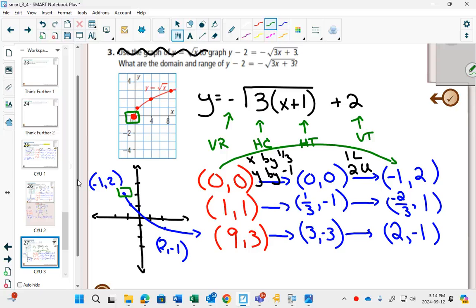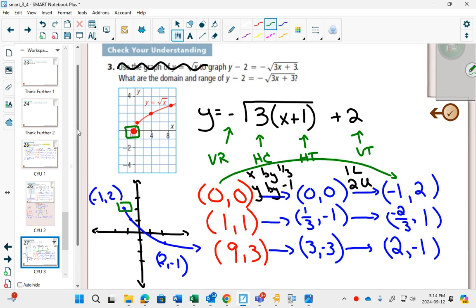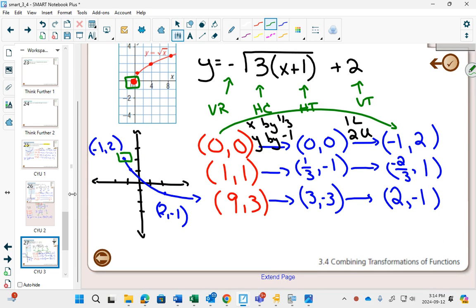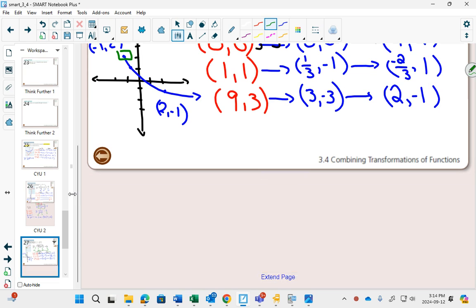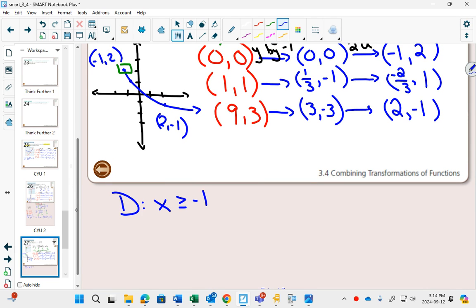Does it ask for domain and range? Yep. Of course. Of each one? Nope, only the later graph, only the graph that we wrote. Small victory. Okay, so for just the blue one. Domain, our x values are bigger than or equal to -1. And a range, our y values are less than or equal to 2.